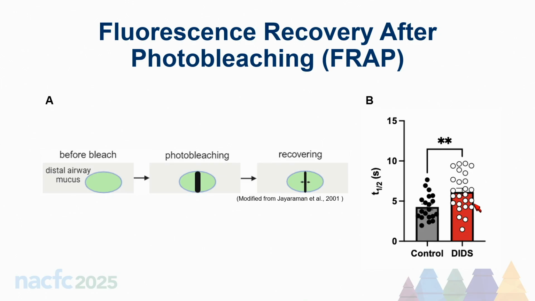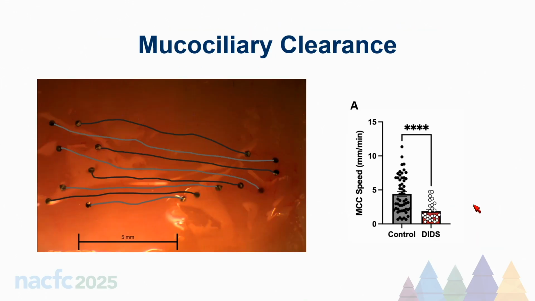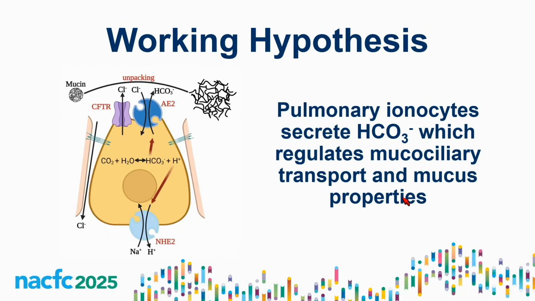Finally, we want to look at mucociliary transport, and understand if MCC is affected through this. So we did mucociliary clearance assays where we saw the movement of discs over time. And we can see that when we block that bicarbonate secretion from ionocytes, we do reduce the MCC transport compared to control. So it is also affecting some sort of clearance mechanism as well. So in conclusion, the working hypothesis that we have in the large airways is that ionocytes secrete bicarbonate, and by some mechanism it is unpacking the mucin in the airway, which allows for the proper mucociliary transport and mucus properties to occur.